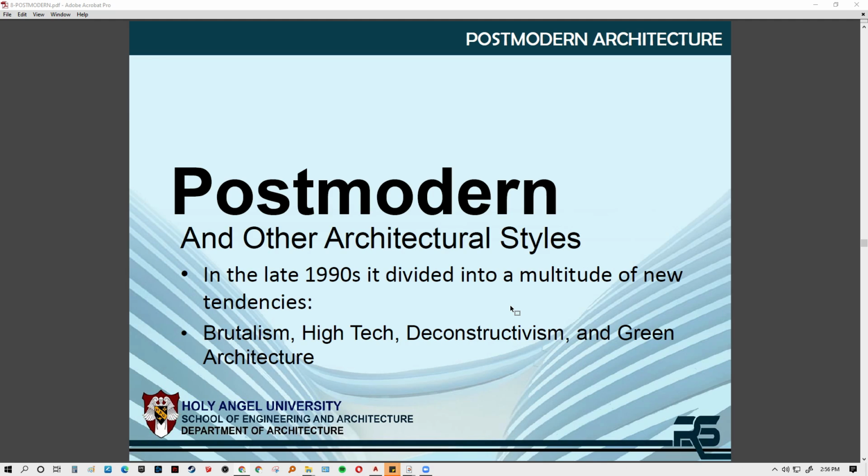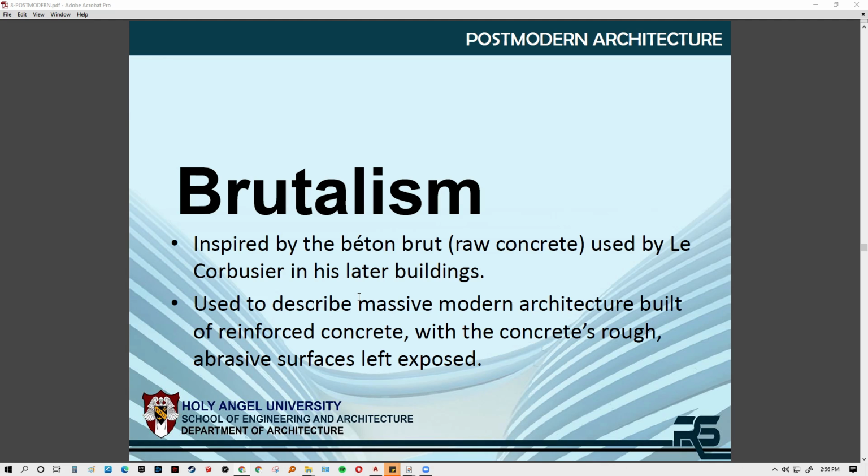So another architectural style introduced in postmodern in the late 1990s is brutalism. Brutalism, known as beton brut or raw concrete, was used by Le Corbusier in his later buildings. It describes a massive modern architecture built of reinforced concrete. Instead of plastering this concrete, it is left unfinished with abrasive surfaces.